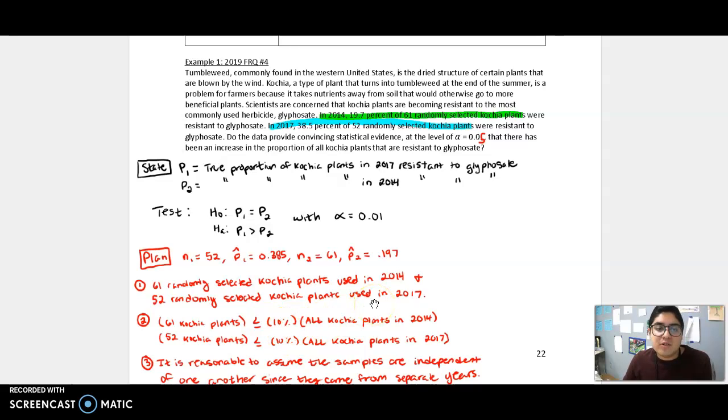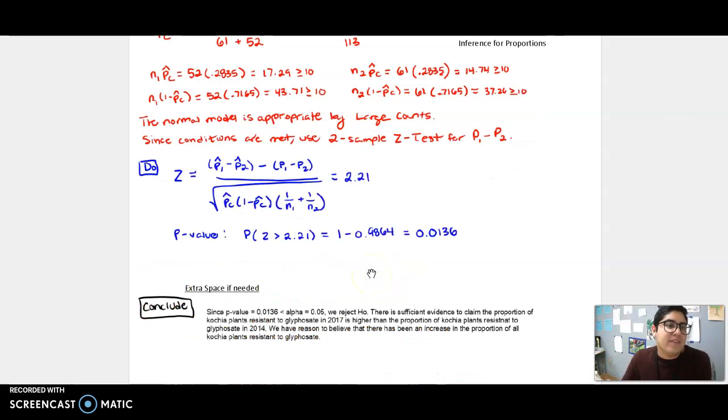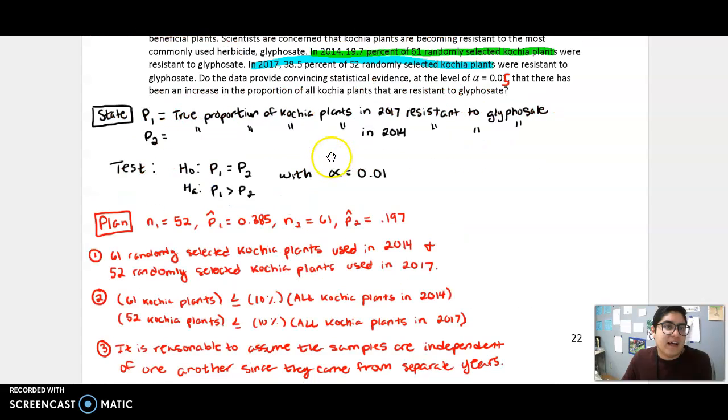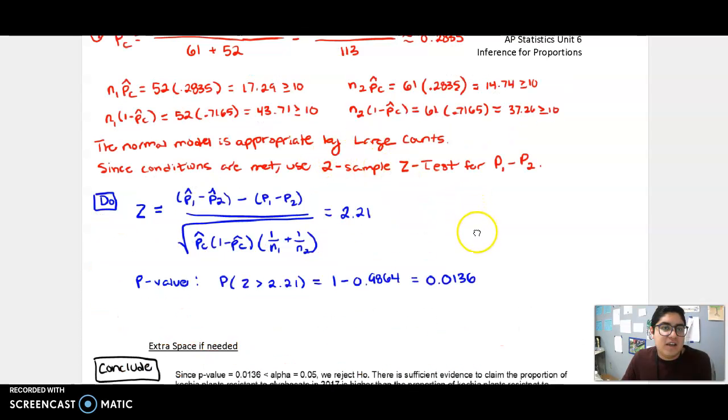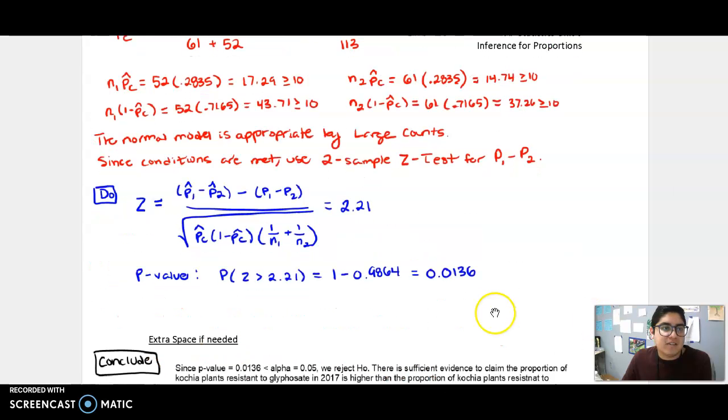Next up, it is reasonable to assume that the samples are independent of one another since they came from separate years. There's a 3-year gap, so I'm thinking that my 2014 plants won't influence your 2017 plants. Next up is now the large counts condition, but now we're looking at these samples here. So I want to show you my calculations.